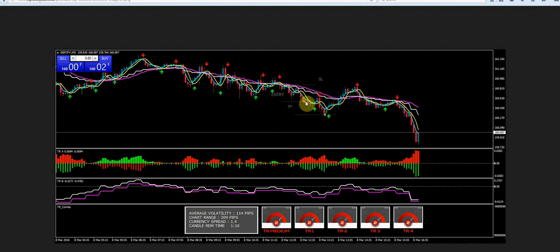All right, so we got in right here. Stop loss was up here. Take profit was down here. Nice trade, 1-to-1. Let's see that other one.